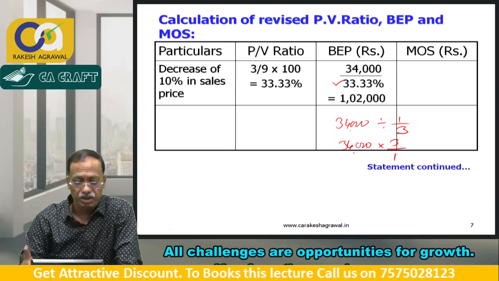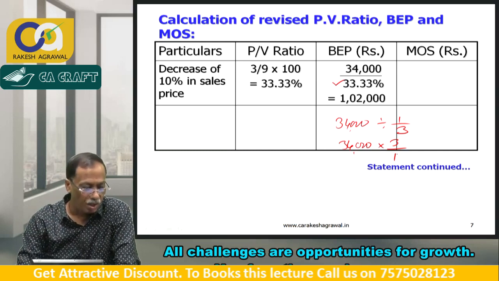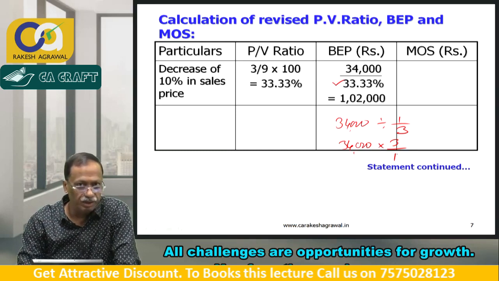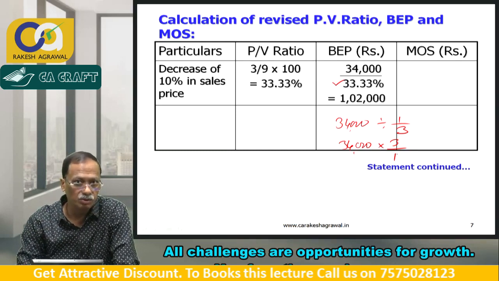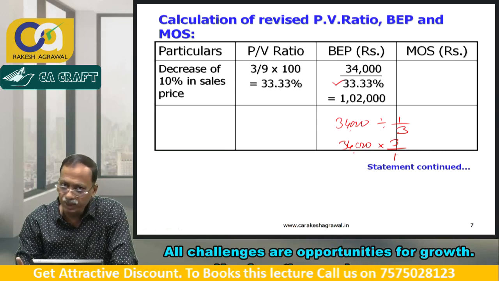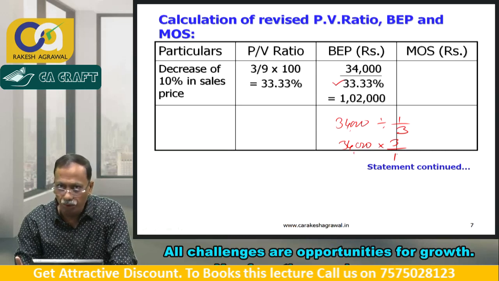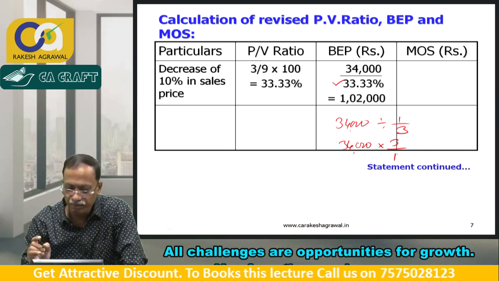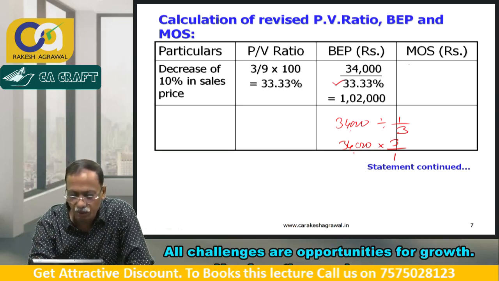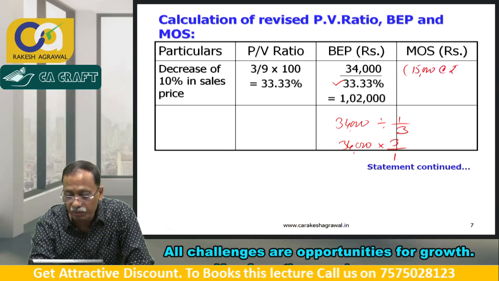Now margin of safety. Wait a minute. Your number of units sold were given in the question. How much? 15,000 units. Have they told you to change the number of units? No. So don't change the sales volume. Keep it 15,000 units. Wait. Don't write. But now these 15,000 units will be sold at the rate of rupees 9.